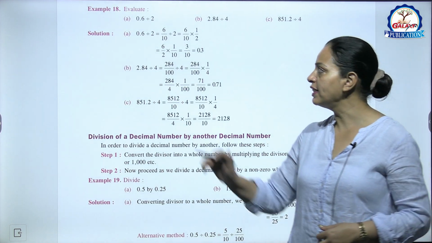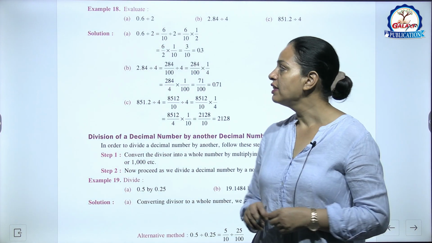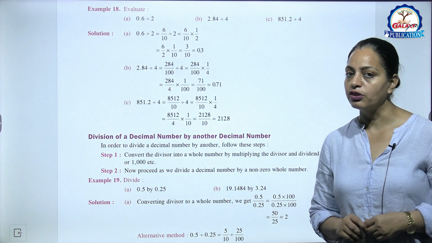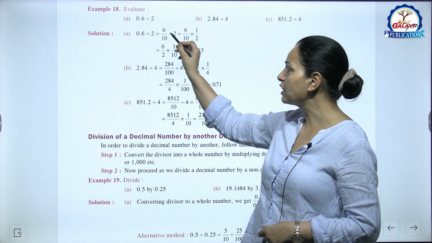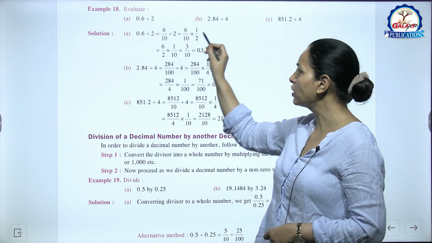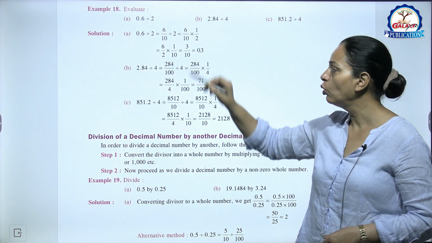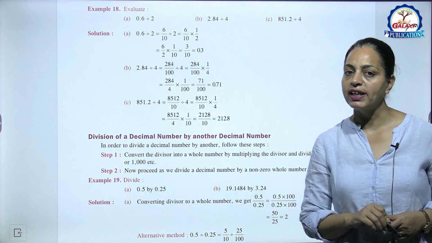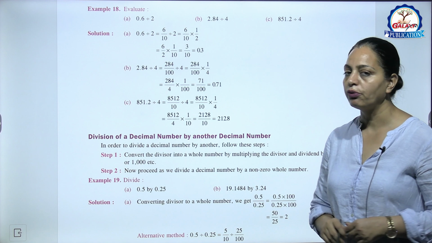Now example 18. Evaluate A part. 0.6 divided by 2. So now we move the decimal. 6 upon 10 divided by 2. So 6 upon 10 into 1 by 2. 2 से कट कर दें 6. 3 by 10 means 0.3, right.